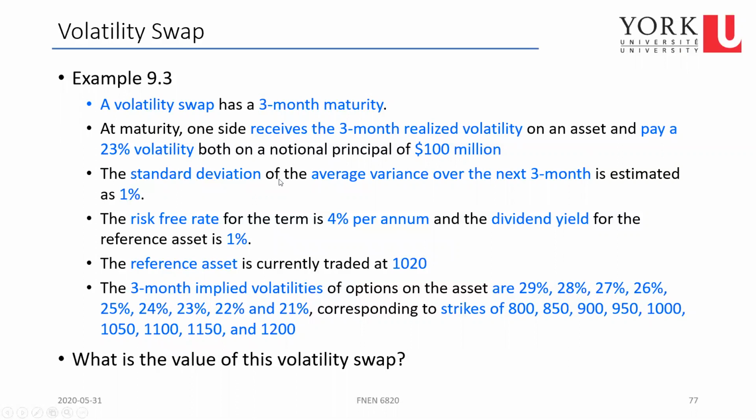The standard deviation of the average variance is 1%, and so this part is related to the variance of the variance, and the risk-free rate is at 4%, and the dividend yield is 1%. The reference asset is traded again at 1,020. So we have a whole bunch of implied vols at the different strikes that give us the option prices. So we can calculate the volatility swap.